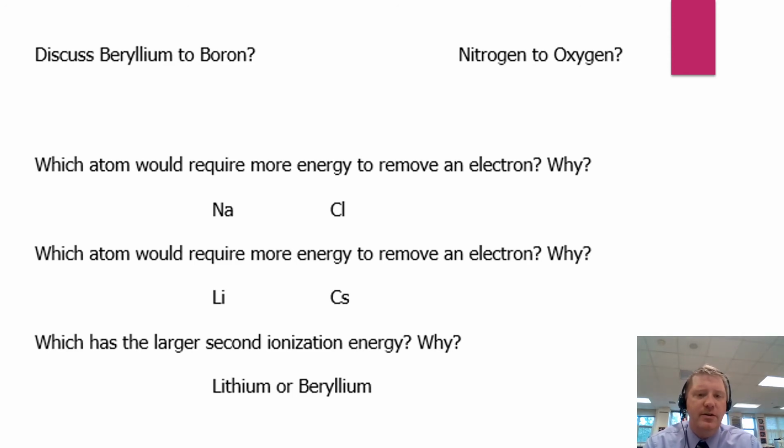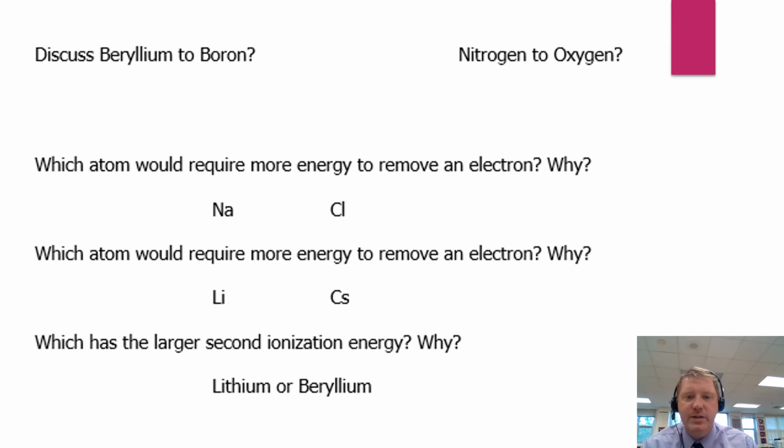which has a larger second ionization energy, lithium or beryllium? This one's probably going to throw you. When you take the first electron off, what's left behind? Well, if you take the first electron off of lithium, you might want to write the configurations. I'm going to say them real quickly, because if I try to write them, it's going to be ugly. Lithium is 1s2, 2s1. Beryllium is 1s2, 2s2.